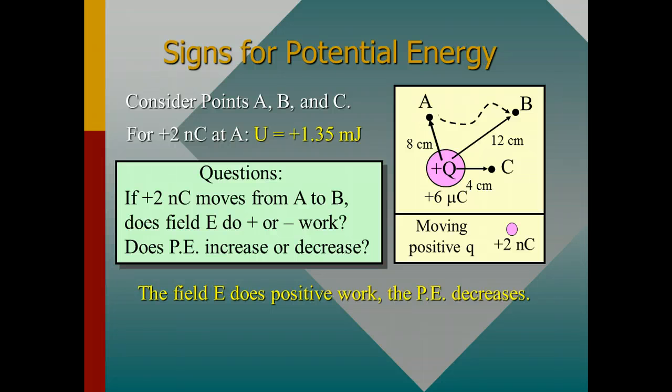Moving from A to B, the field does positive work because the field points out and our displacement is out. So the force is out, and the force and the displacement are in the same direction. So we have positive work.